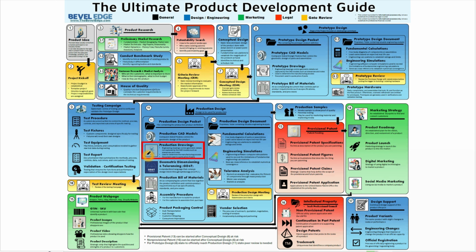So today's discussion was a small section of production design drawing requirements, and that is overall part of step number 11 of the Ultimate Product Development Guide. Now, we at Bevel Edge use the Ultimate Product Development Guide to help our clients build the ultimate product that is successful in the market with the least amount of risk possible. This Ultimate Product Development Guide is free to download on our website. It helps you get a top level view of the 17 different steps that you need to make, all the way from product idea to design support, that will help make a successful product.